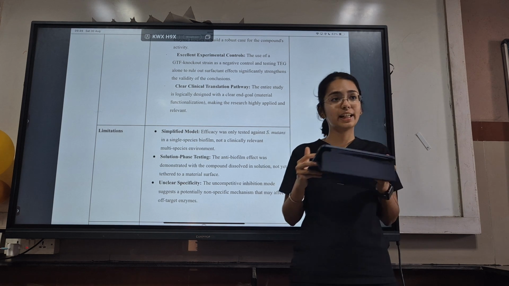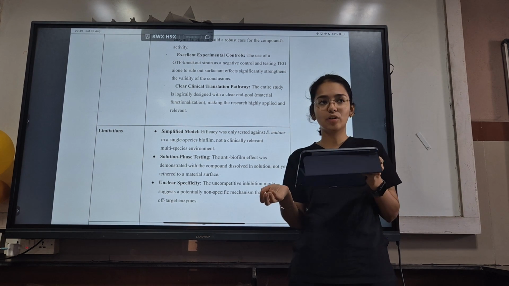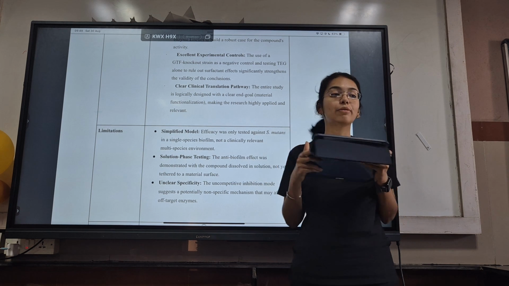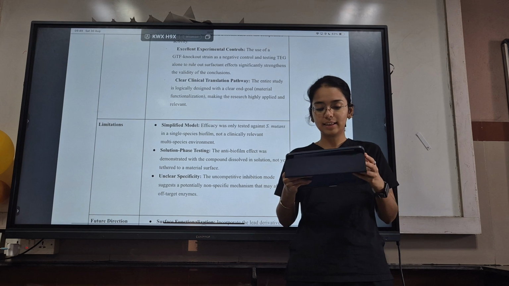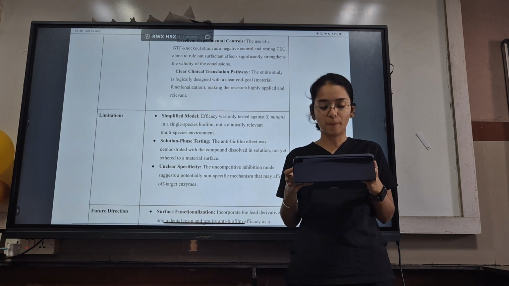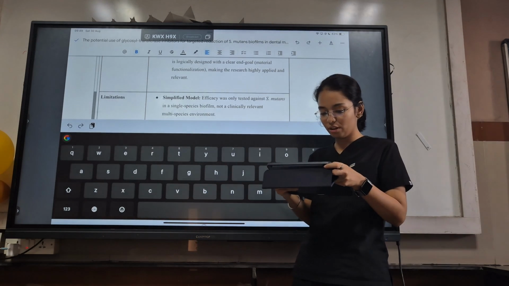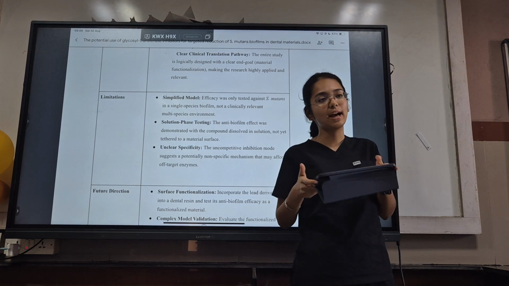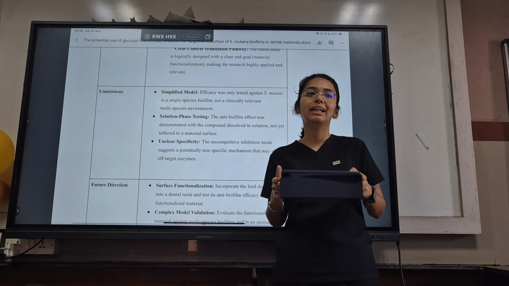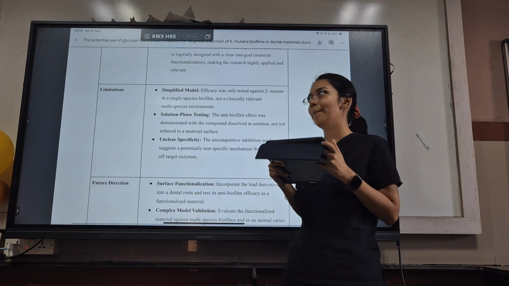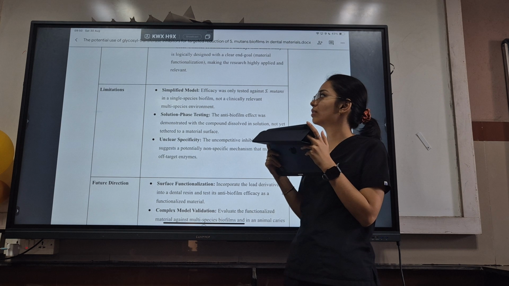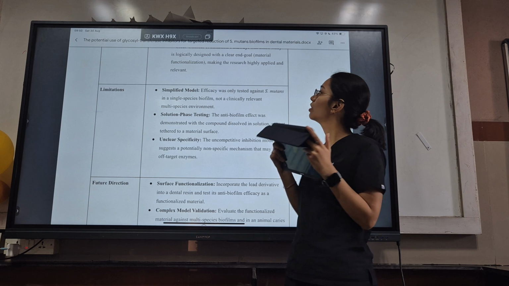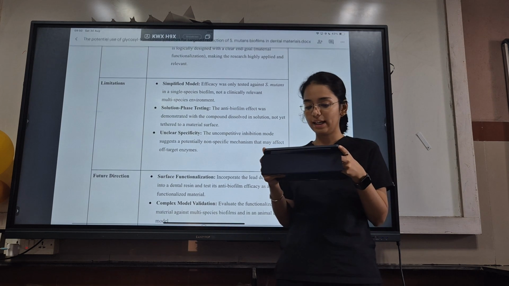So they used the GTF knockout strain as a negative control and tested TEG alone to rule out the surfactant effects. So this strengthens the validity of all the conclusions which are put forth. And we also have the clear clinical translation pathway where the entire study was logically designed with a clear-cut end goal. That is the material functionalization, which was the aim, and it makes the research highly applied and relevant.